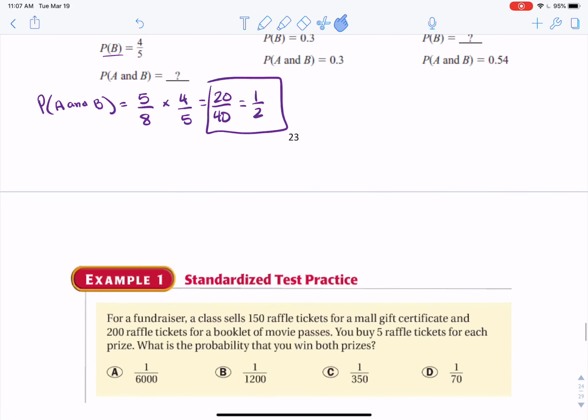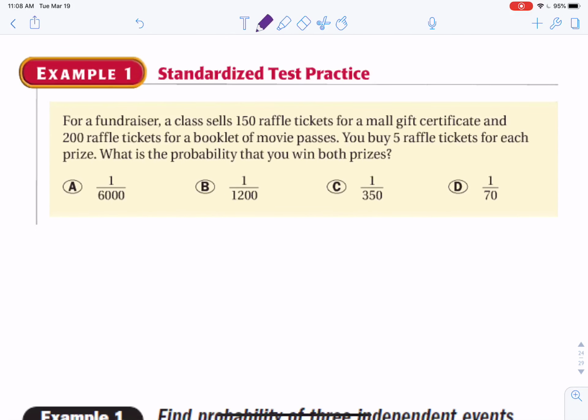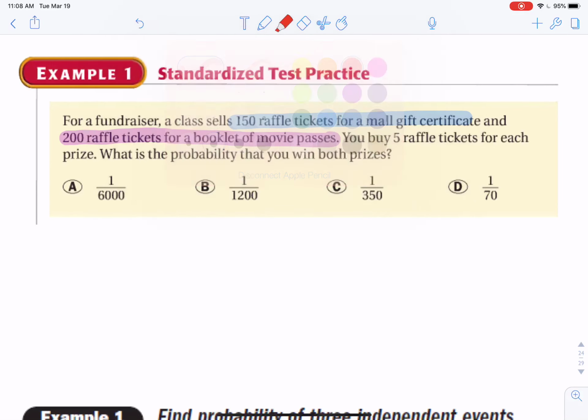On the next page here, we are going to be looking at an independent example using the standardized test practice question. It says, for a fundraiser, a class sells 150 raffle tickets for a mall gift certificate and 200 raffle tickets for a booklet of movie passes. So you buy 5 raffle tickets for each. What's the probability that you win both?